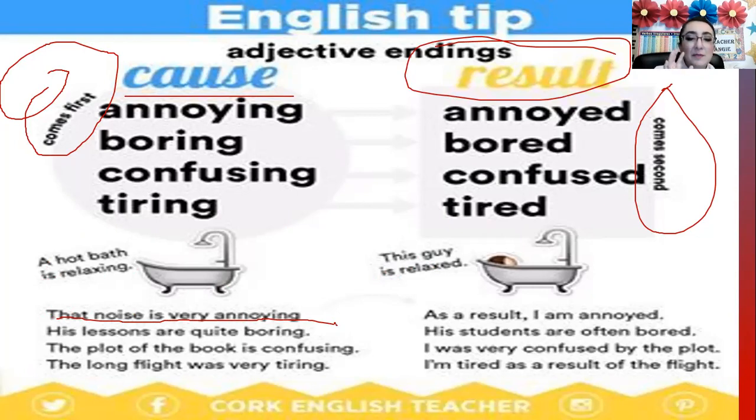The plot of the book is confusing. The long flight was very tiring. Cansado. That noise is very annoying. As a result, I'm annoyed. Como resultado, estoy molesto. As a result, I am annoyed.